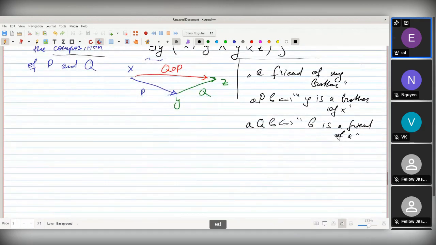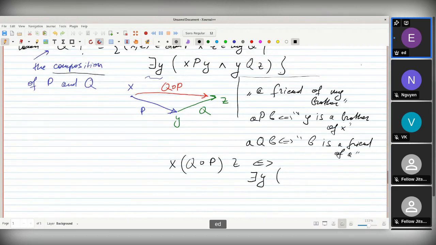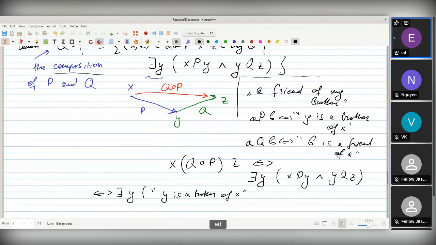So what is the composition? What does it mean? X, Z, P composition Q. That means that there is some Y, according to the definition, such that X P Y and Y Q Z. So that means that there is someone who is a brother of X. Y is a brother of X. And Z is a friend of Y.